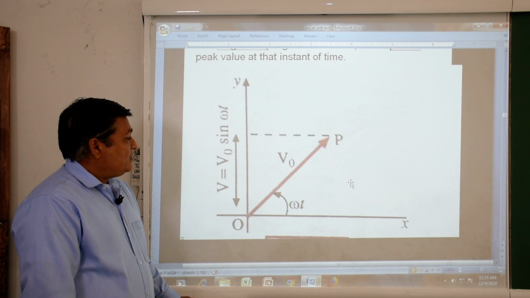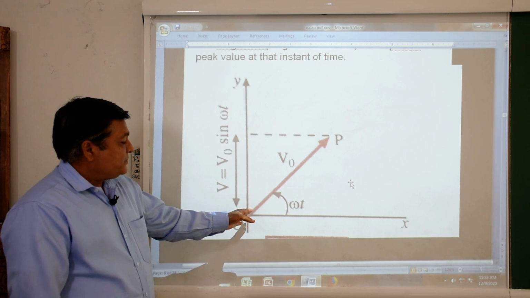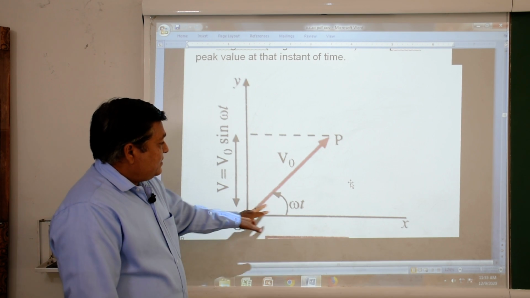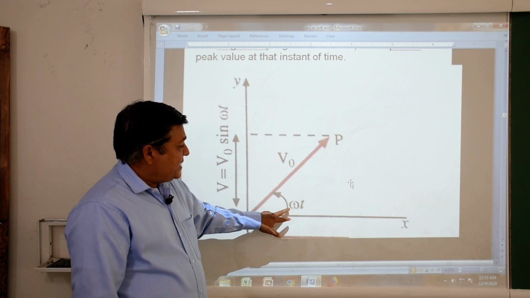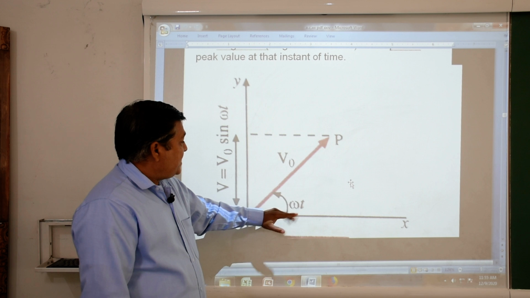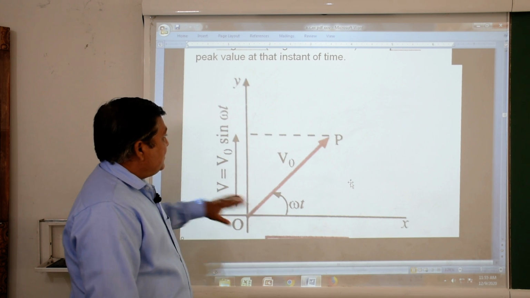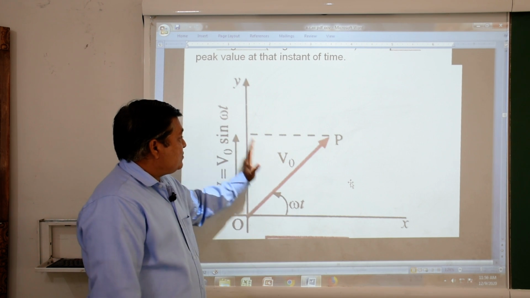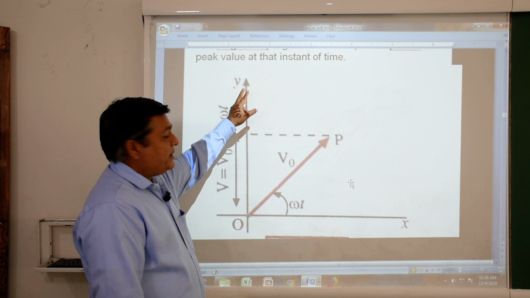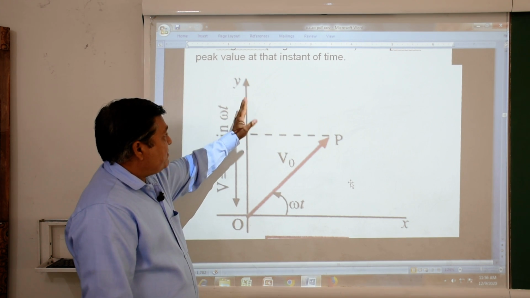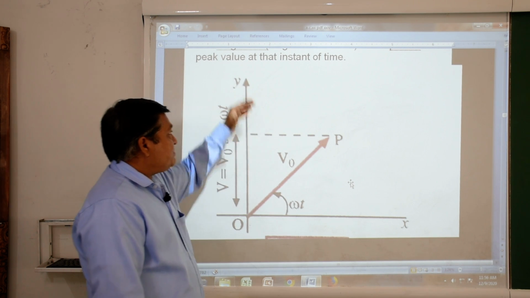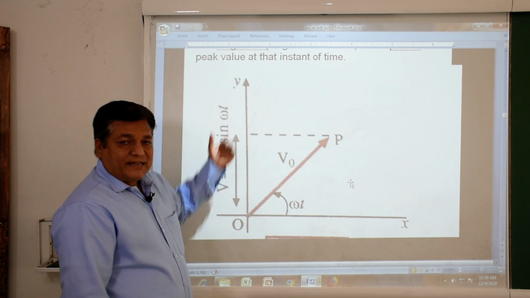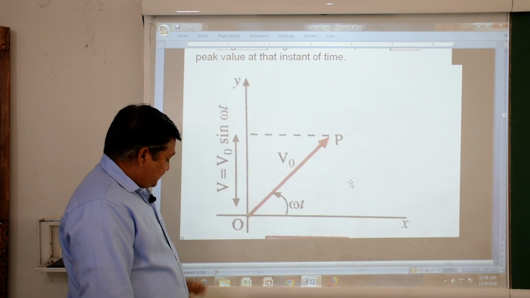We can draw the phasor diagram like this. This V naught means the peak value of voltage, making angle omega t with the horizontal component here. It can rotate like this with time. When it reaches this position, it will become the peak value V naught, making a 90 degree angle, means theta will become 90 degrees, that is pi by 2. So that phase is said to be the pi by 2 phase.